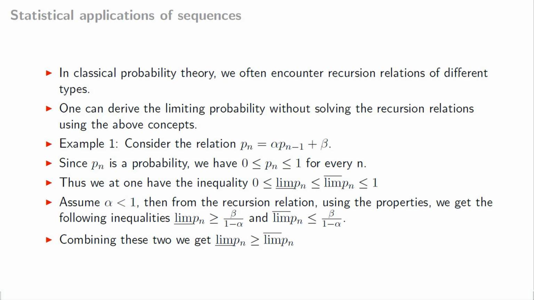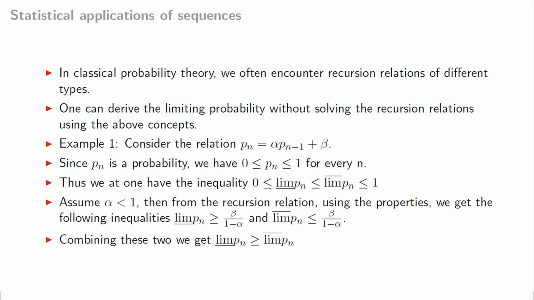So our next application is related to recursion relations of different types. In classical probability theory, we often encounter recursion relations of different orders. In such cases, either an exact solution is needed, or at least an asymptotic or a limiting solution is needed. Now we shall give one method of determining the limiting probability from a recursion relation without deriving the exact form of the solution.